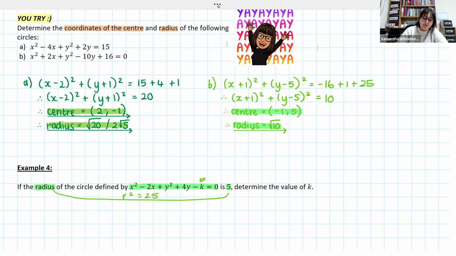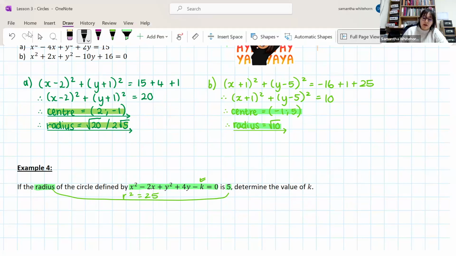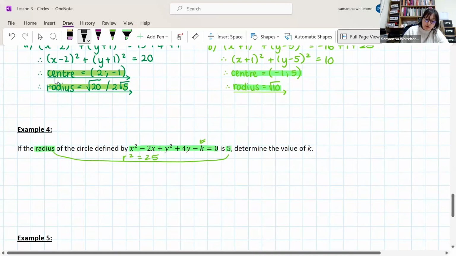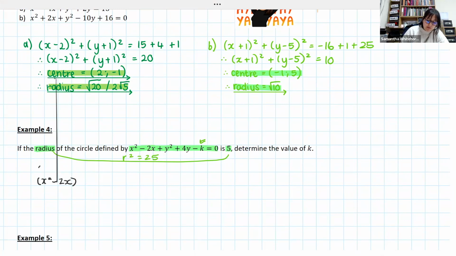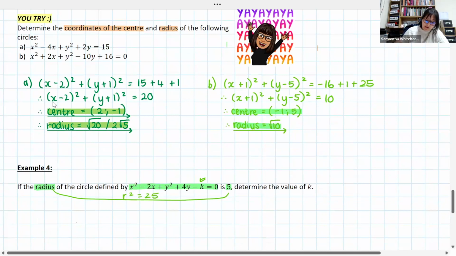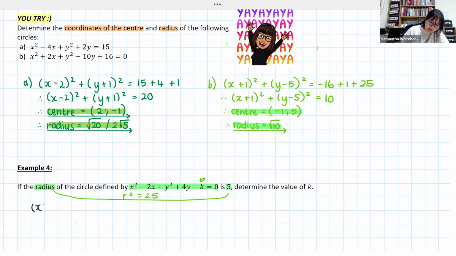So what we are going to have to do here is complete the square to get what the radius squared expression would be. So we group our terms, x squared minus 2x. If you can complete the square in the first step, that's awesome. Let's try again. x squared minus 2x plus y squared plus 4y is equal to k. So remember, we bring that constant over.